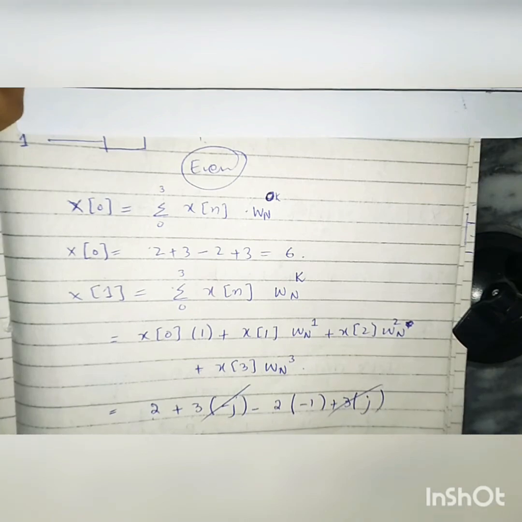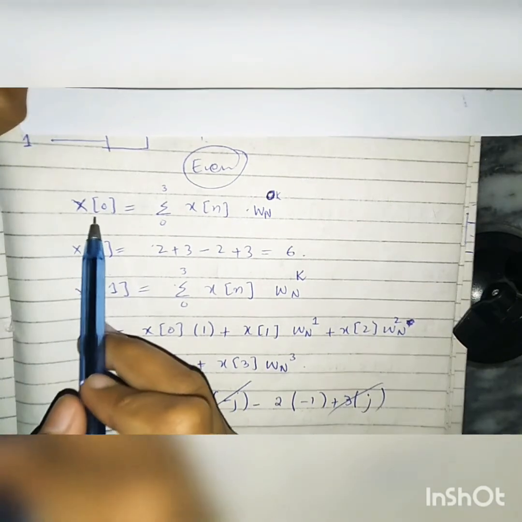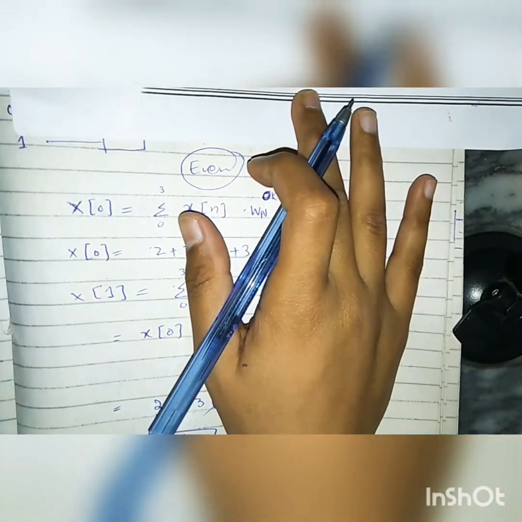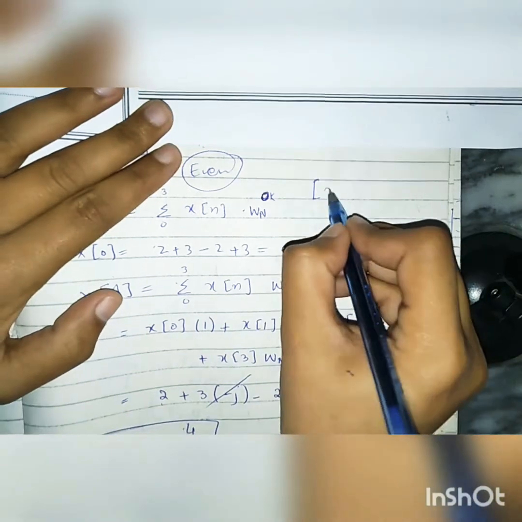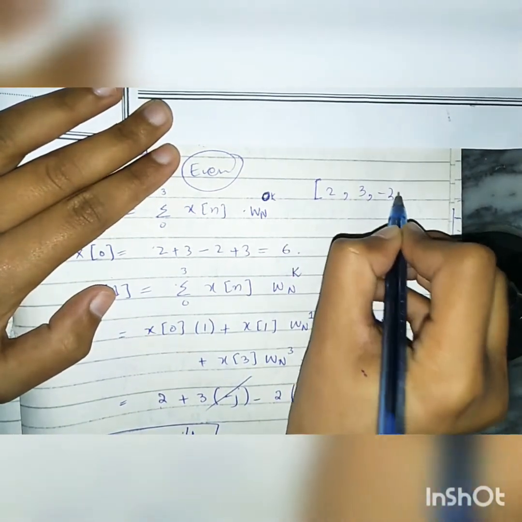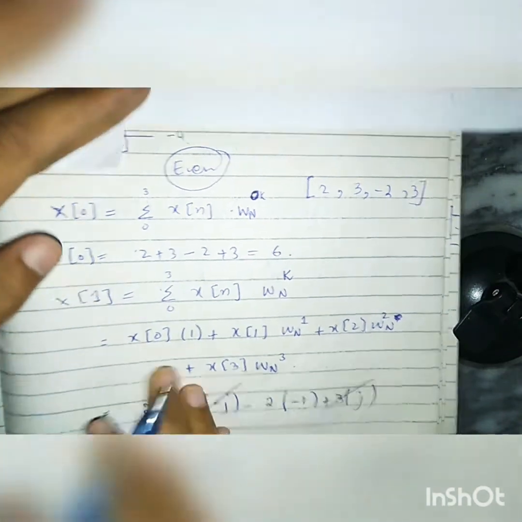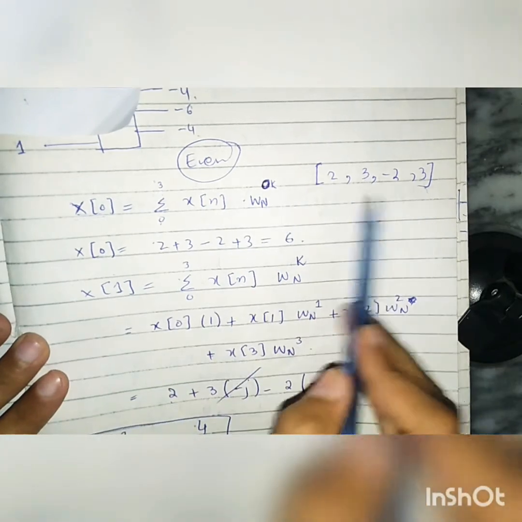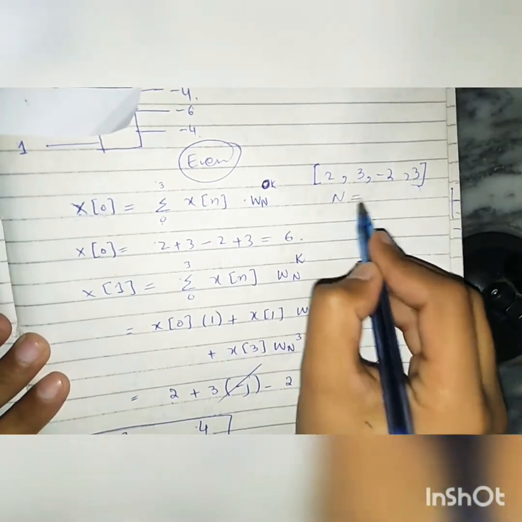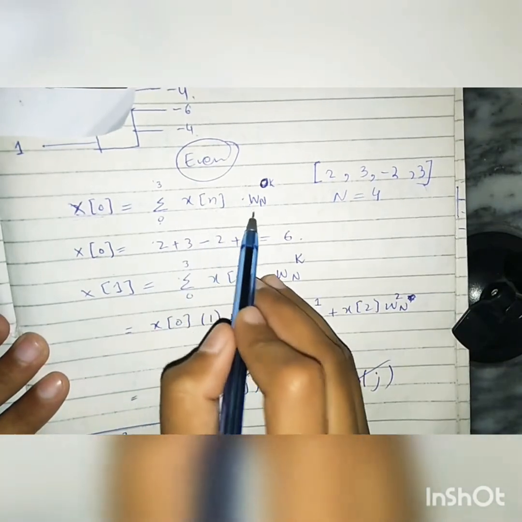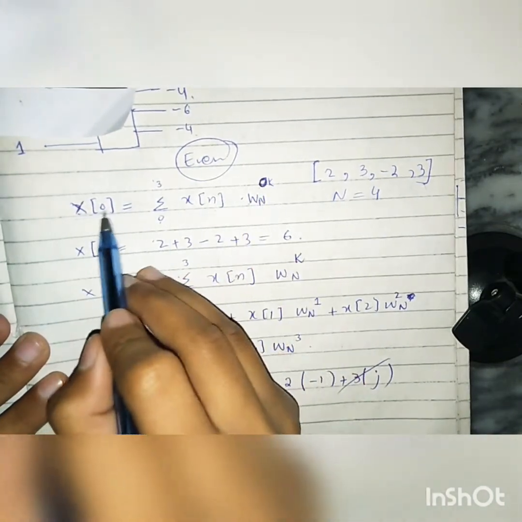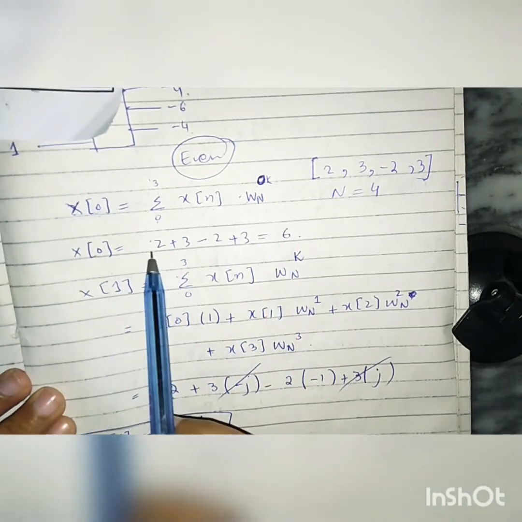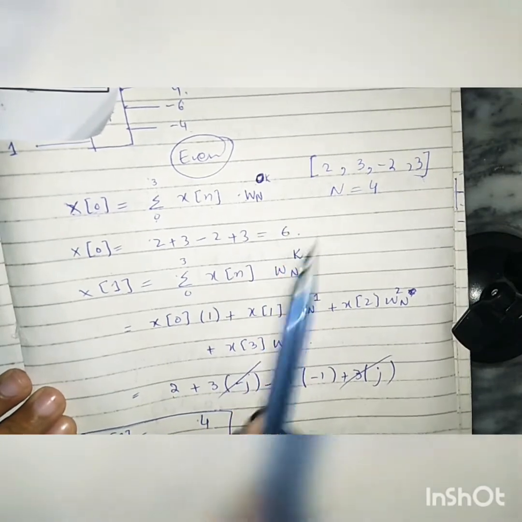Now first of all we will find it for the even terms. The even terms were 2, 3, minus 2 and 3. So first we need to find x of 0 for the even terms. X of 0 will be the sum from 0 to 3, because we have 4 terms only, so our n will be 4, of x of n, wn and 0k. 0 because our k now is 0. So all the terms will get added: 2 plus 3 minus 2 plus 3, so that is 6.